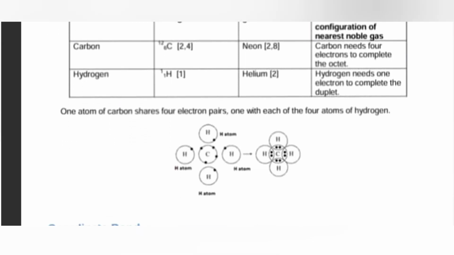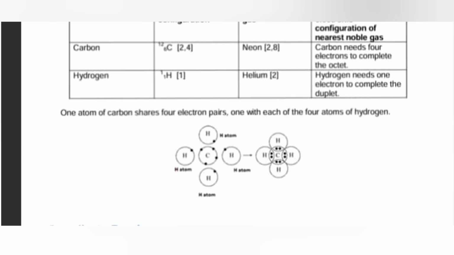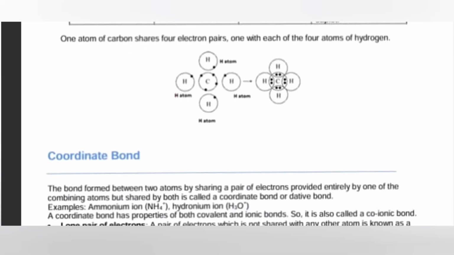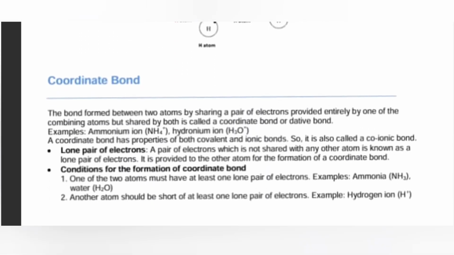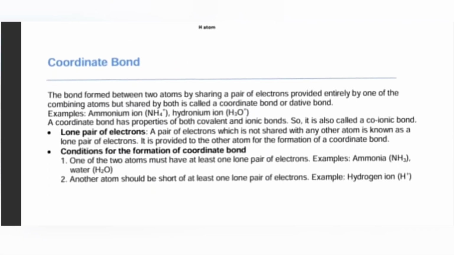Then one atom of carbon shares 4 electron pairs, one with each of the 4 hydrogen atoms. So you see, this forms CH4. Then next is the coordinate bond. This one is a very important bond.